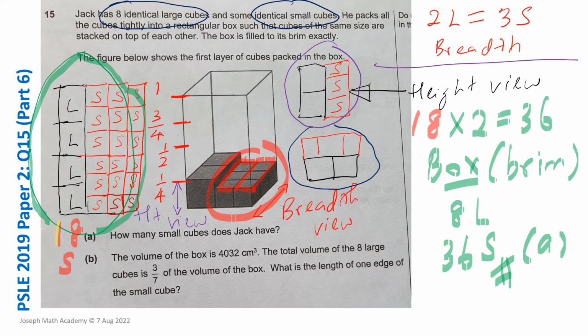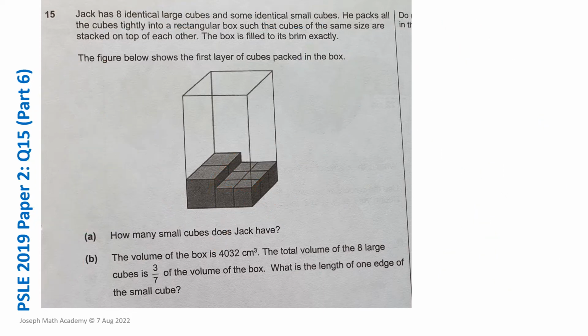Okay, right? So we need to marry these two pieces of info, this one and this one. Bring these two ideas together to get our 18 times 2 equals 36. Okay, 15A is done. I'm going to move on to 15B. 15B, so this is 36 small, together with 8 large.